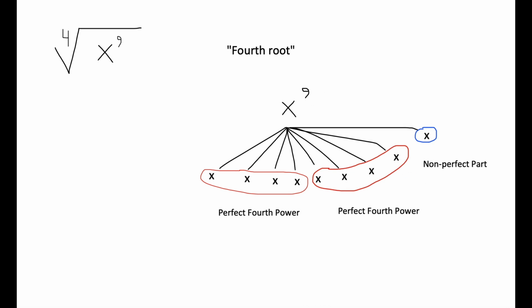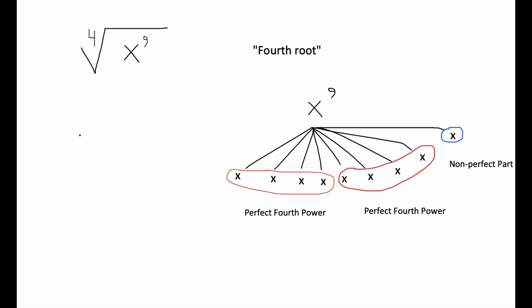So now when we go to group our results, we want to put anything that's a perfect fourth power on the left, and anything that isn't part of a group of 4, that should stay on the right. So all in all, we're going to have x to the 8th here on the left, and just x on the right. We would now find the 4th root of x to the 8th.